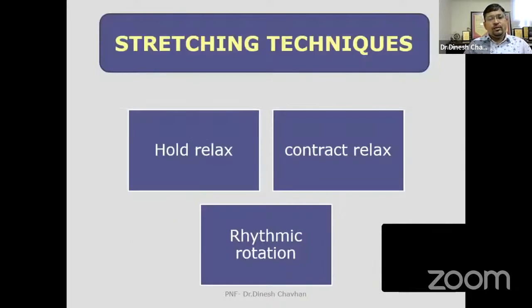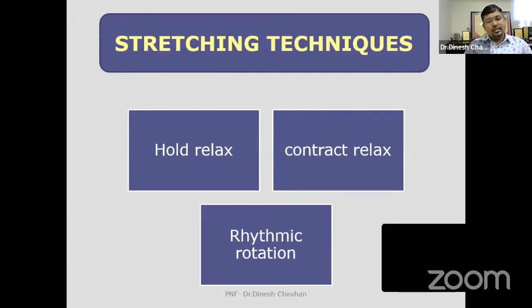So now we'll see what stretching techniques we use in PNF. The most commonly used in PNF are hold relax, contract relax, and rhythmic rotation. For hold relax, we have a direct method and an indirect method. Even for contract relax, we have a direct method and an indirect method. What is the difference between the direct and indirect method for hold relax?